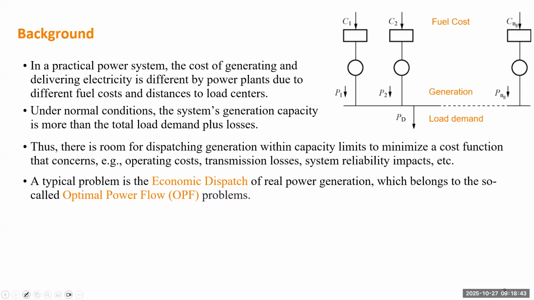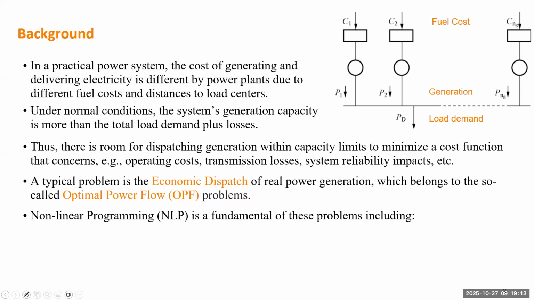But the optimal power flow problem means you give each generator or power plant a little bit of room. Instead of defining that this generator needs to generate active power P, you can give that P a certain range to vary. But you want to find the minimal cost. So that's called the optimal power flow problem. So the economic dispatch problem just falls into that broader problem.